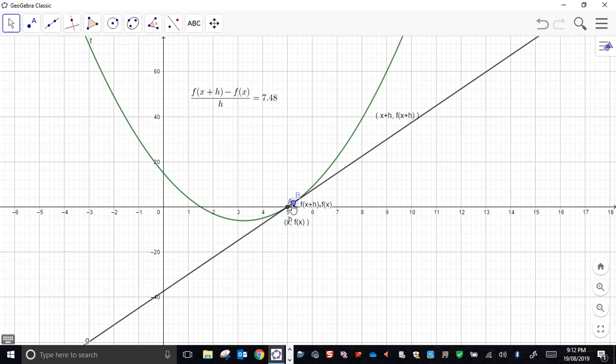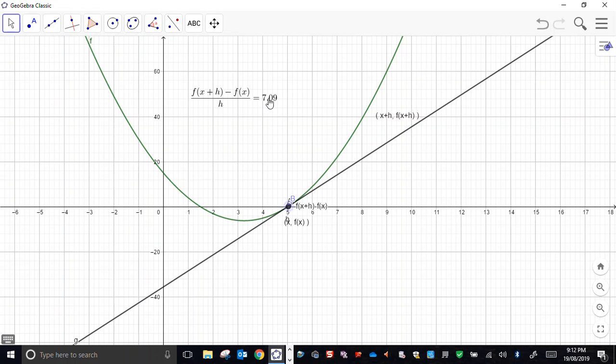If I get even closer, come on point B, even closer, oh, too far. So what happens if point B lands on top of point A? I get an undefined. Why is it undefined? Well, because I'm dividing by 0. The horizontal difference h between point A and B is nothing. That mathematically doesn't make sense. That's why it can't give an answer. But it did seem when I was getting really close that I'm getting very close to the value of 7.